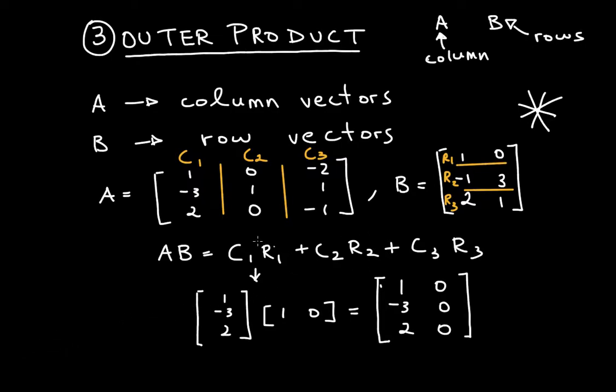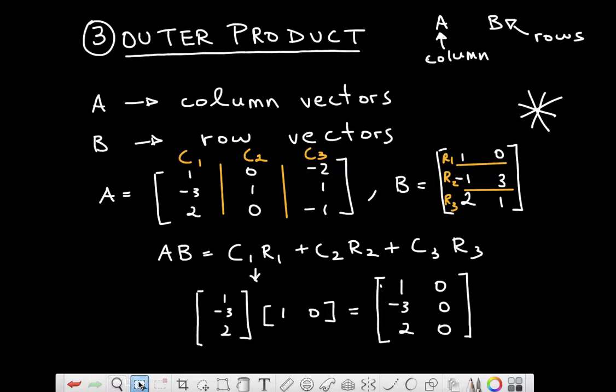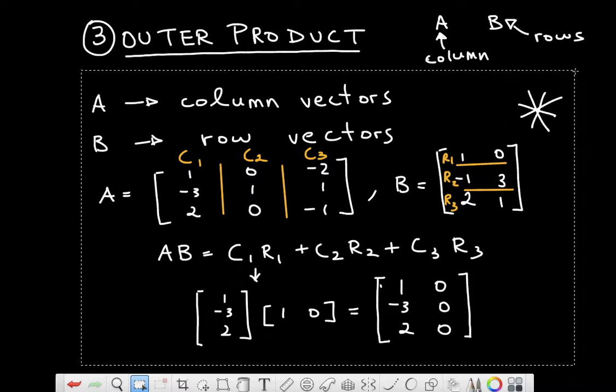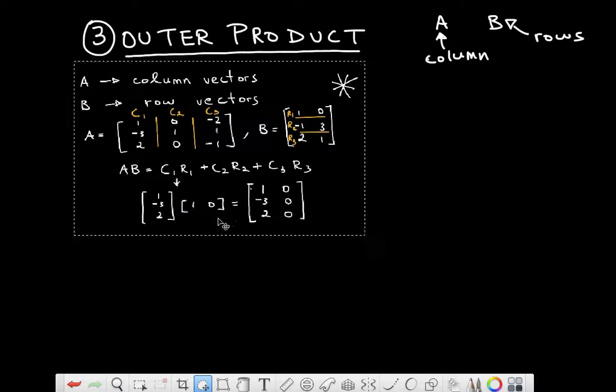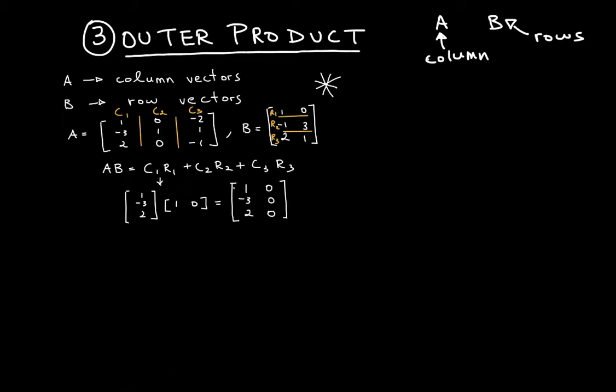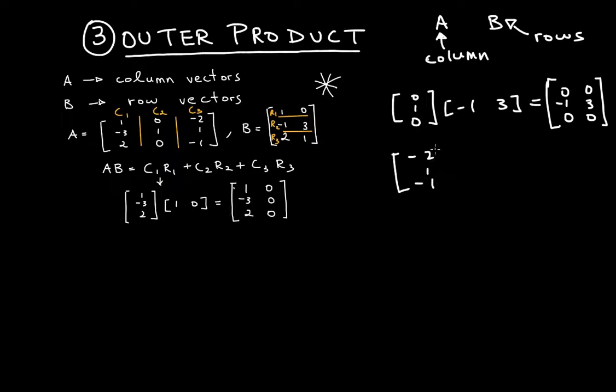For C2 times R2, what's our C2? C2 is 0, 1, 0. And we're multiplying that with negative 1, 3. This will be equal to the following numbers: 0, negative 1, 0, 0, 3, 0. And this last one, C3 times R3, will be negative 2, 1, negative 1. Then row 3 is just 2, 1. So this one will give you negative 4, 2, negative 2, negative 2, 1, and 1.